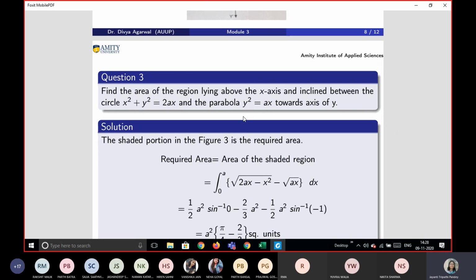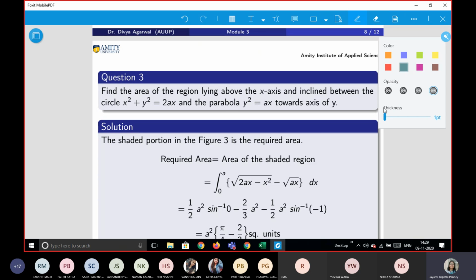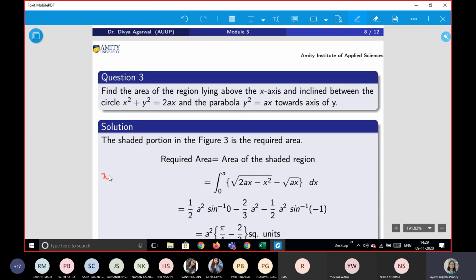What kind of parabola is this? For each x, you are getting 2y, right? I'm just drawing, this is the circle. So first you need to figure out what kind of circle this is. This is x square plus y square is equal to 2x. Just see what I'm writing. Is this okay? Can you figure out what I did?